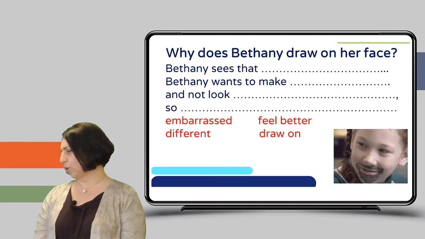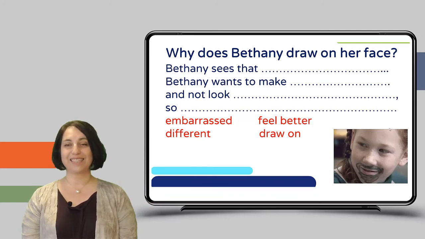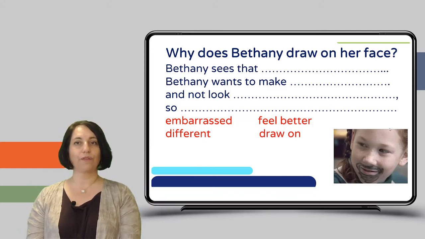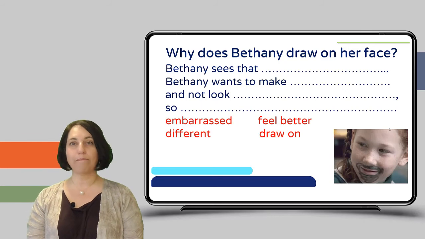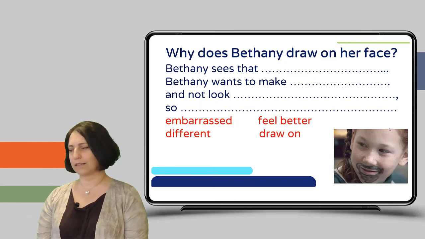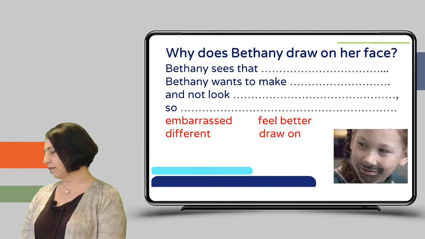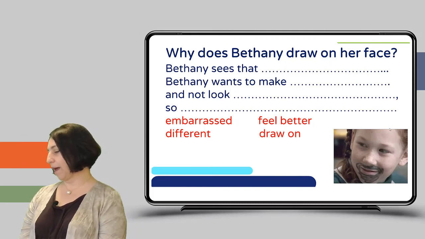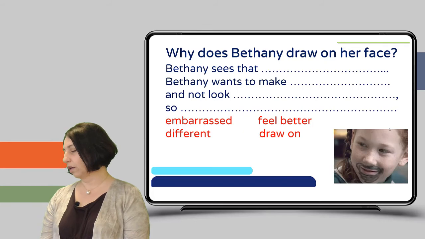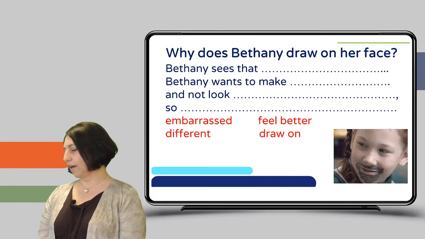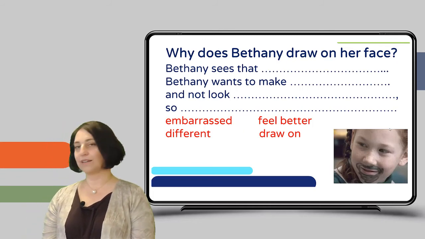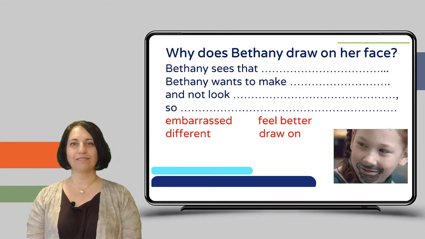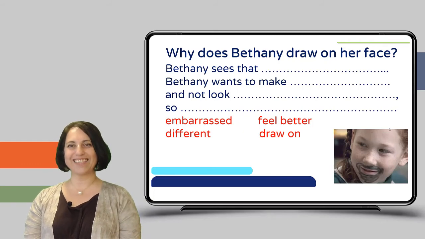Why does Bethany draw on her face? Remember, Bethany is the little girl that was sitting next to Annabelle. I've already asked why Annabelle drew on her face. That doesn't explain why Bethany then drew on her face. Bethany sees that Bethany wants to make and not look. So the words are: embarrassed, feel better, different, draw on. Can you answer that? Try and answer now.